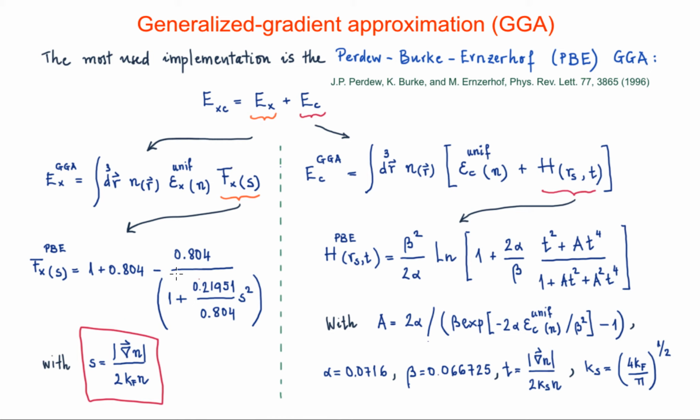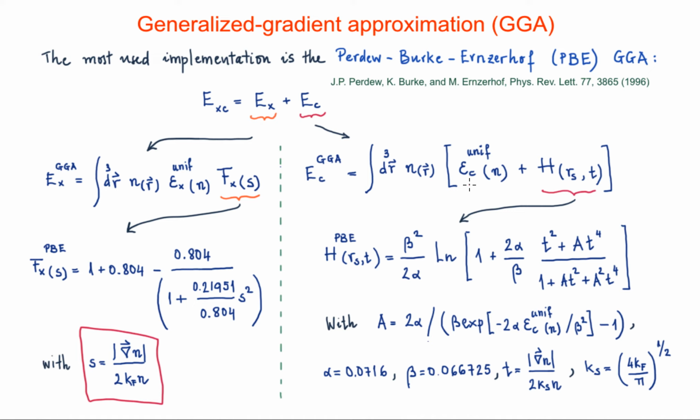I've said before, in terms of this dimensionless function, which is the s function we have here. Okay, that's the parameterization for the exchange energy. And here on the right we have the one for the correlation energy, where they wrote the correlation energy for the GGA in this way.